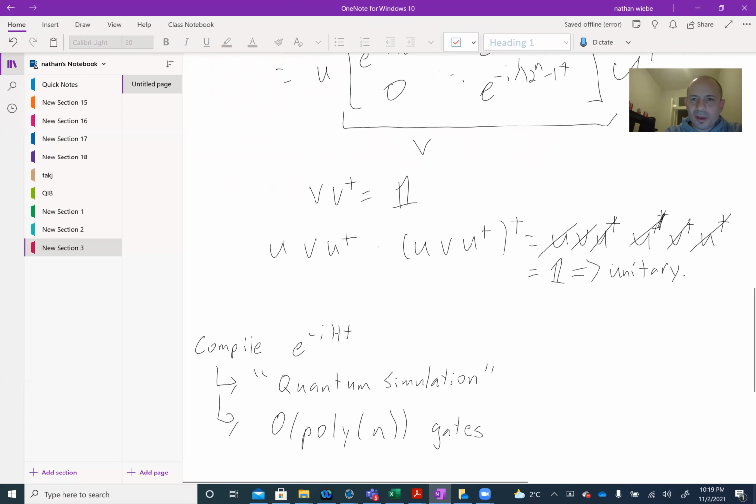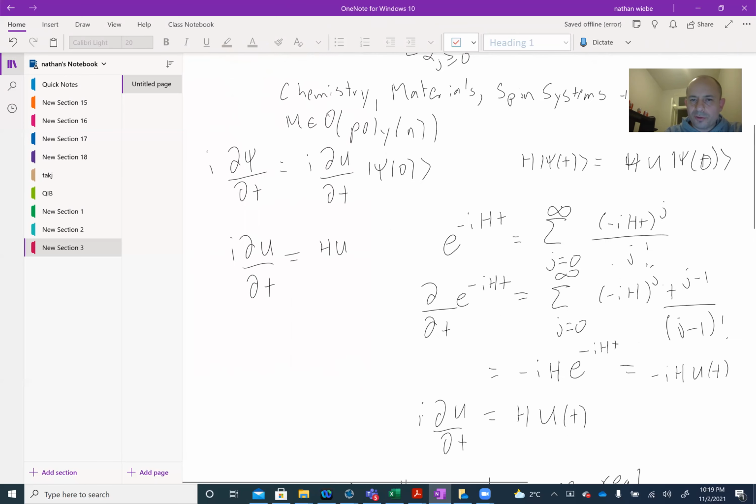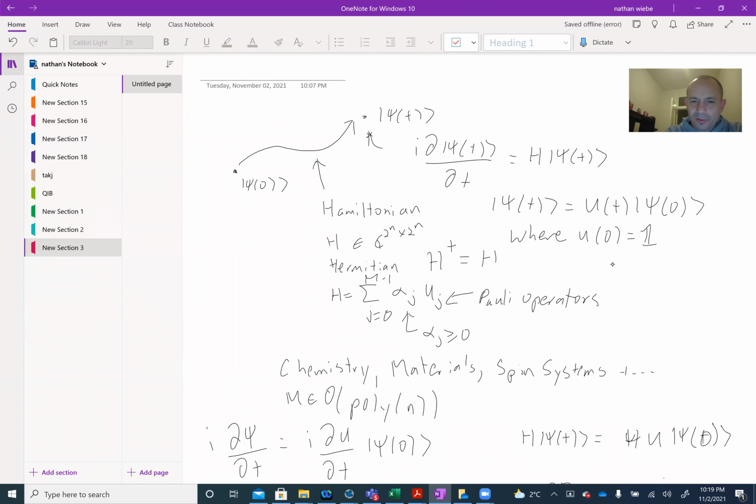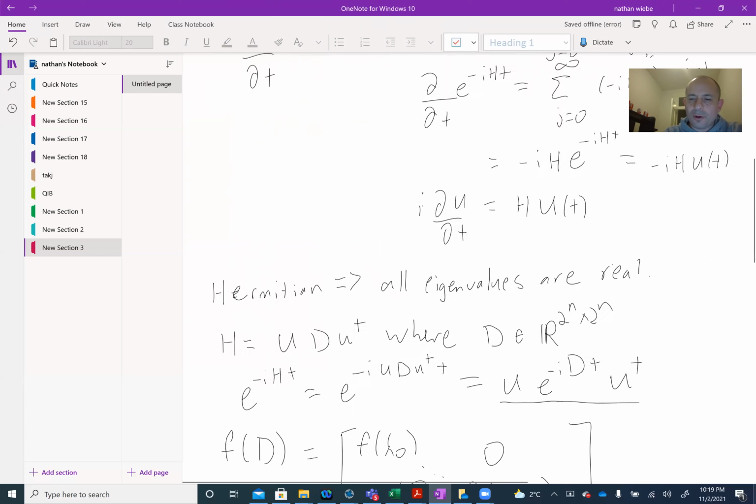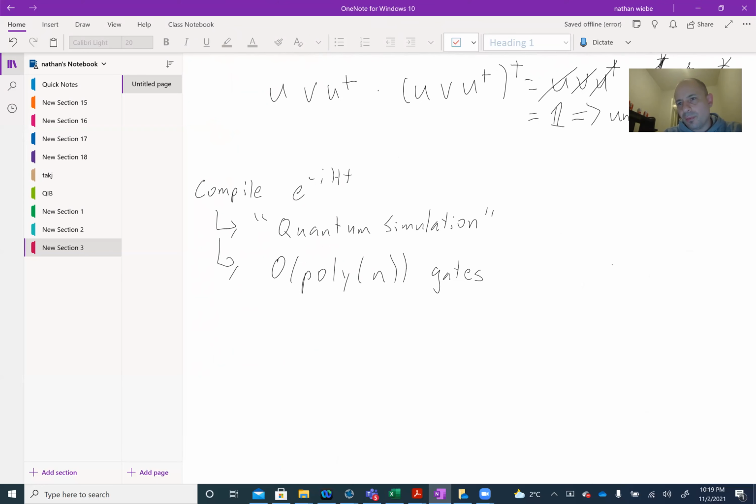And our goal is going to be to study this here and understand under what circumstances we can build this using order poly of n gates. And that's significant because the matrix that we wanted to express to begin with is on the order of 2 to the n by 2 to the n. So if we wanted to naively implement this matrix directly, this would take exponential time on a classical computer. However, on a quantum computer, it can be done using a polynomial number of gates. That is one of the big things about this, one of the reasons why this is so vitally important.